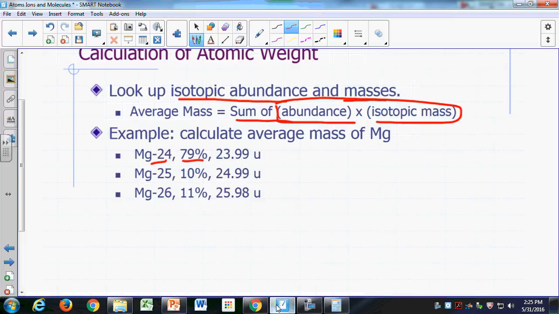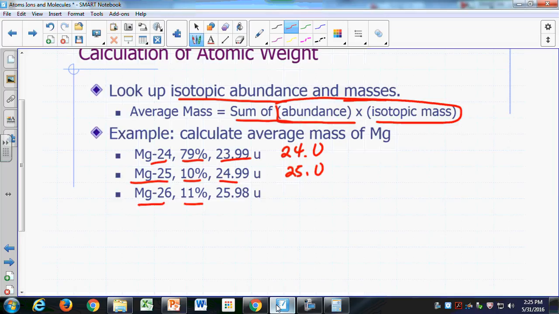So let's just say 79%, and it's 23.99 atomic mass units for each one, or that's 24.0 if you want to do one decimal place. And magnesium 25, 10% of the atoms will be magnesium 25. Each one would have a mass of 25.0. So if you want an extra decimal place, it would be 24.99 if you looked it up. Magnesium 26 is 11%.